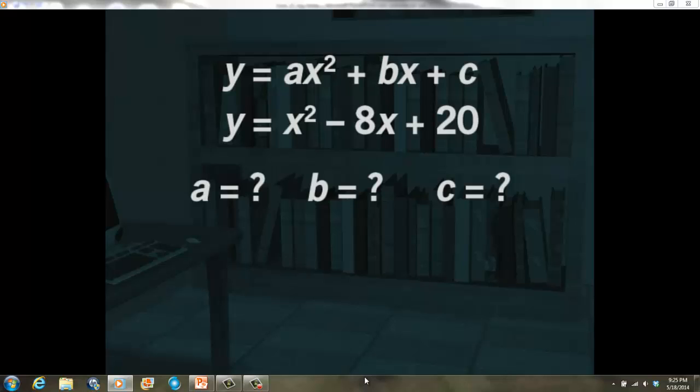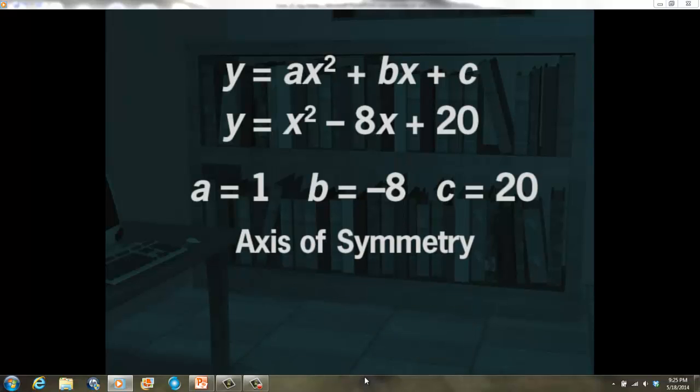What are a, b, and c? Why do we have to do this? We'll see soon enough. A equals 1, B equals -8, C equals 20. Now we'll see why standard form is so useful. For an equation in standard form, y is equal to ax squared plus bx plus c, the axis of symmetry for the graph is given by the equation x is equal to the opposite of b divided by the quantity 2a.